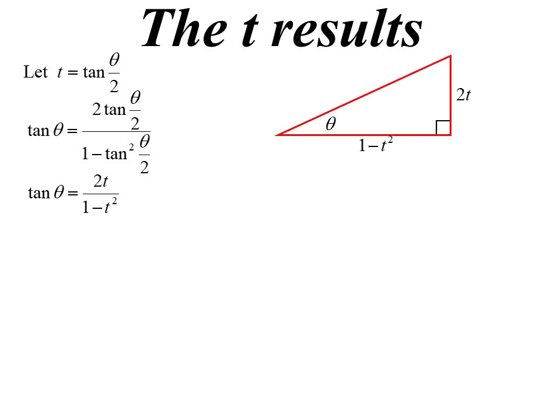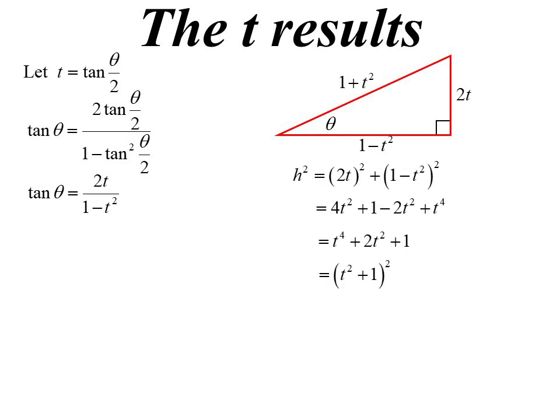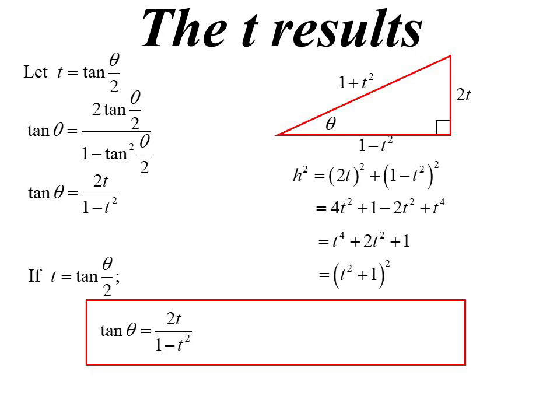Well, if I know tan theta is t, so opposite over adjacent, a bit of Pythagoras, we can work out the hypotenuse. It turns out to be the square root of 1 plus t squared. That means we can create the t results for any of the trig ratios we like. So yes, tan will be 2t on 1 minus t squared. Sine now turns out to be 2t on 1 plus t squared, and cos is 1 minus t squared on 1 plus t squared. So there's our 3 main t results.